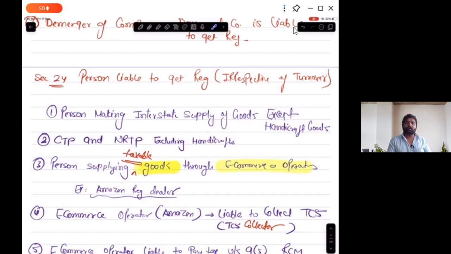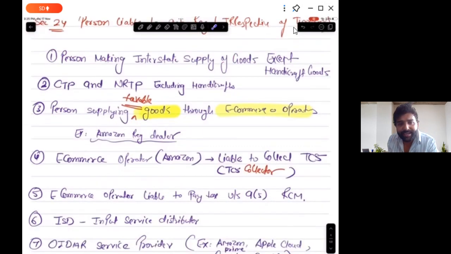So section 24 imposes mandatory liability to get registered whether your turnover is crossing the limit or not crossing the limit. So if you are covered in this section, then you don't need to calculate any turnover. You will definitely be liable to get registered. Great. So what is the first point? A person making interstate supply of goods except handicraft goods.